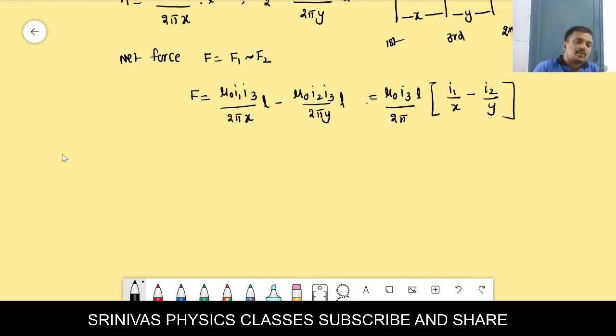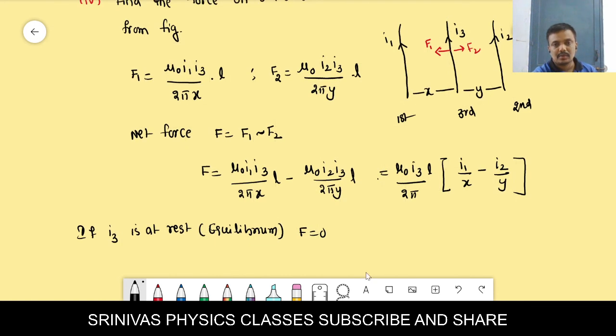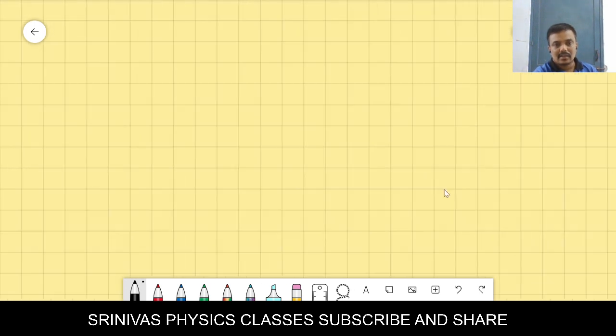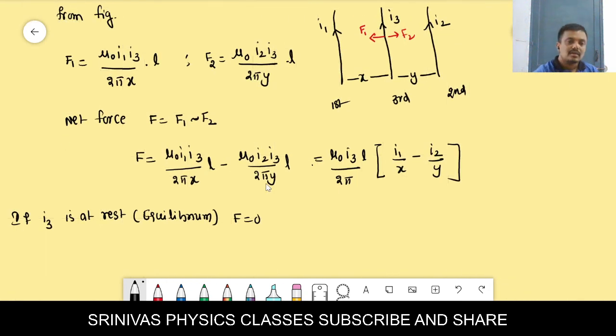If I3 is at rest, what is the condition? If I3 is at rest, it means equilibrium. Under the forces, it is at rest. Equilibrium means net force should be 0. This F1, F2 are equal. Opposite forces are equal, then it will be at rest. Is it correct? F1, F2 should be equal. Then when they are equal, the net force becomes 0. Then what is the condition for that?